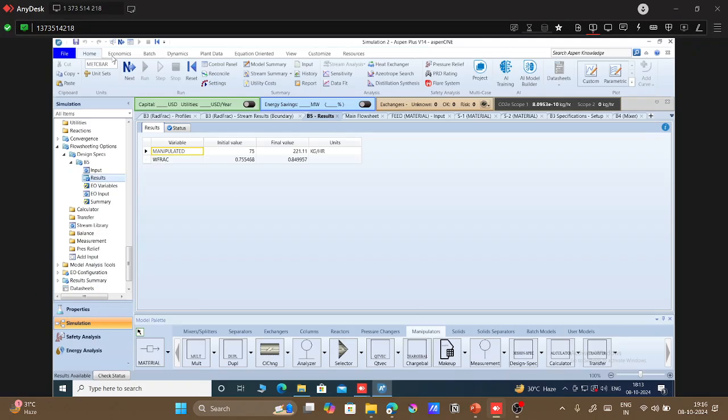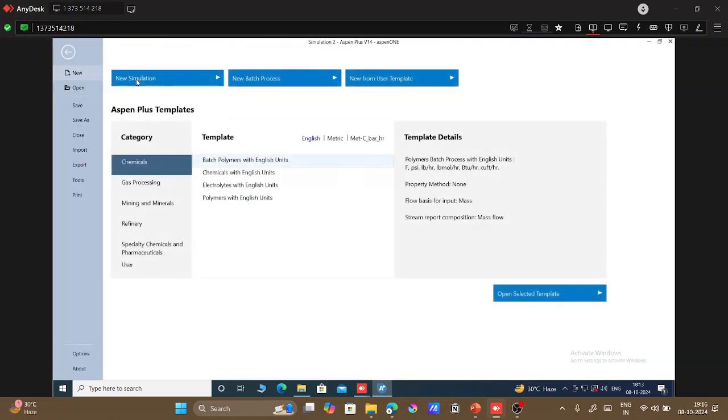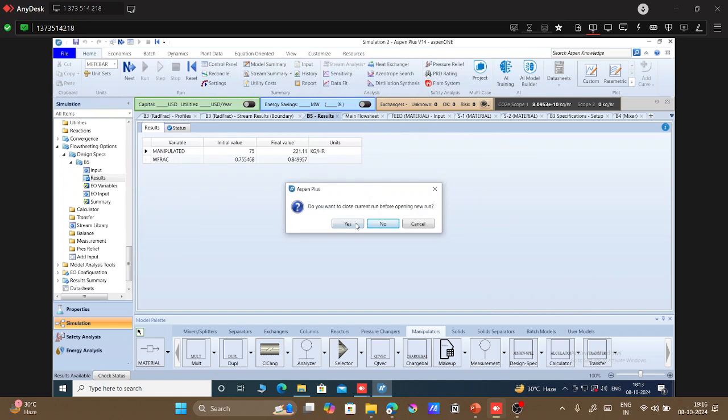Okay, so this was the second example. Now let's move forward with the third example.